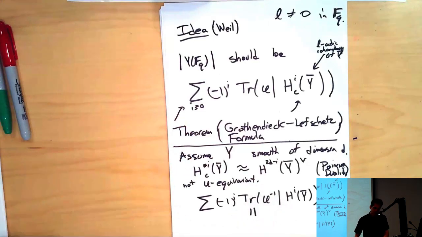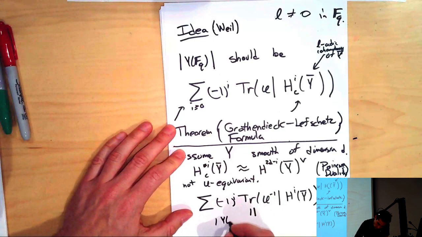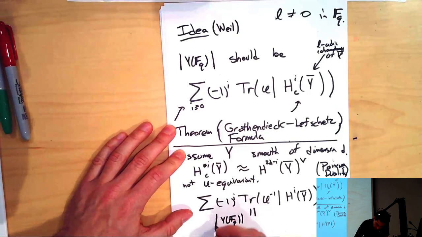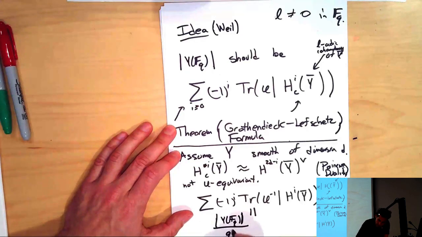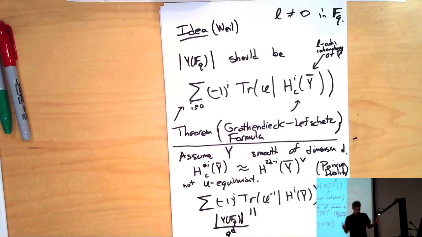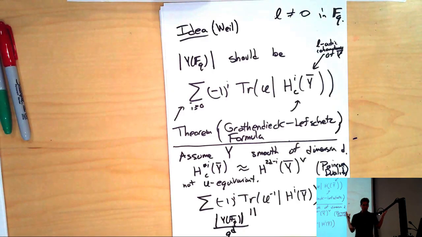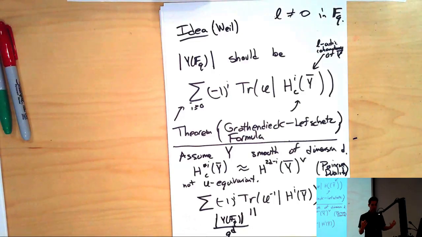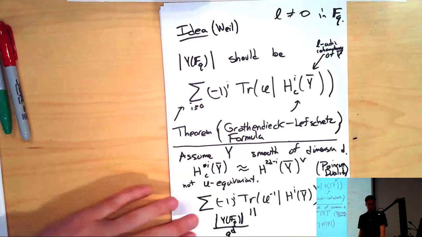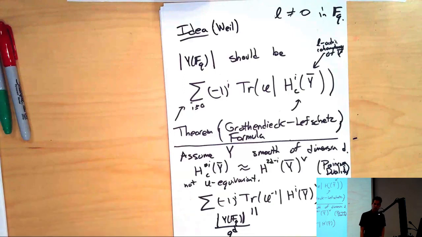But what you get when you do that is not the size of Y(Fq), it's instead a sort of normalized version of it. It's the size of Y(Fq) divided by q to the d. Here, Y is an algebraic variety of dimension d. Your back of the envelope estimate for how many points the set Y(Fq) should have is the size of the field raised to the power d. So this is a number that you would expect to be close to 1, and an equivalent form of the Grothendieck-Lefschetz trace formula is telling you exactly how close it is.